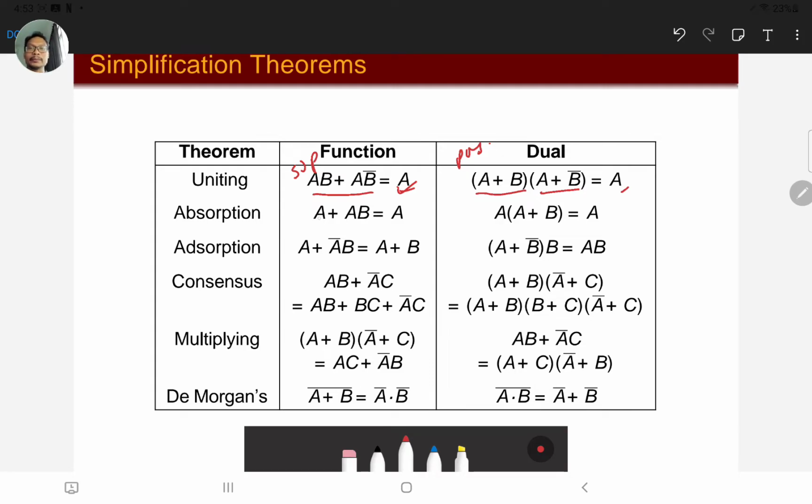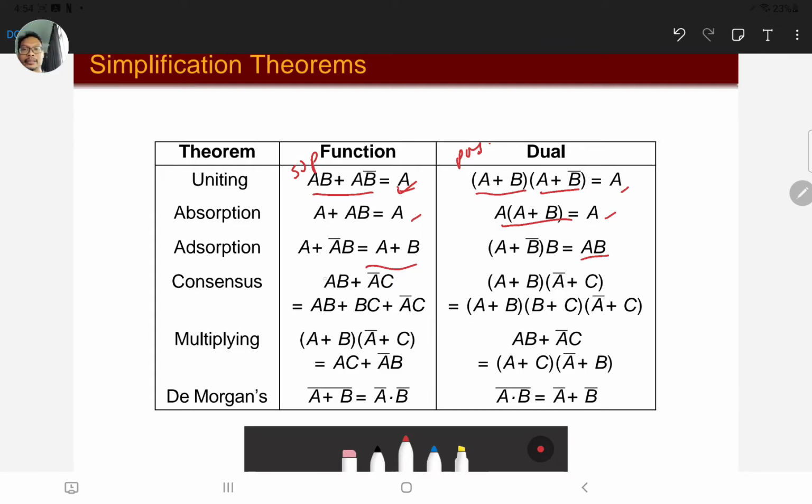The absorption theorem is saying that A plus AB equals A. Okay, we'll look into more details later on. And also here, if we factor out A, A plus B can also be simplified to simply A. Okay, A plus A bar B equals A plus B. Okay, and then A plus B bar B equals AB. All of this we can prove using the singular and the multivariable theorems that we have looked at in the previous topic and also this current topic.